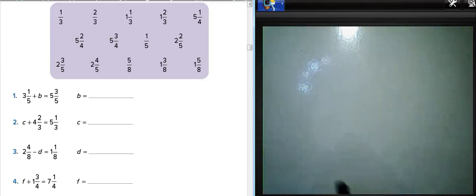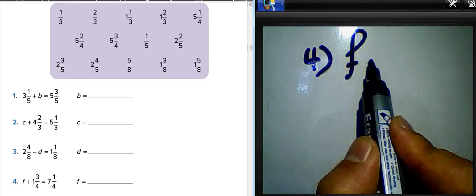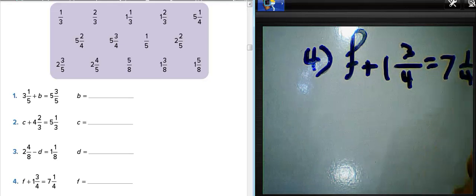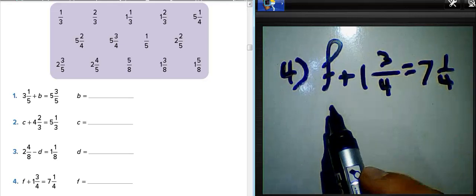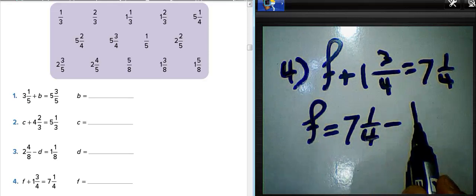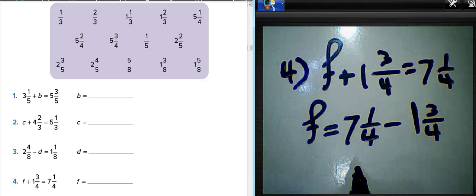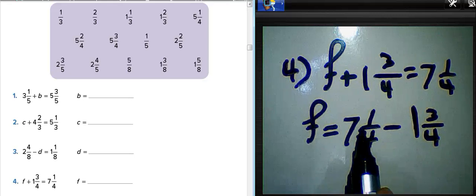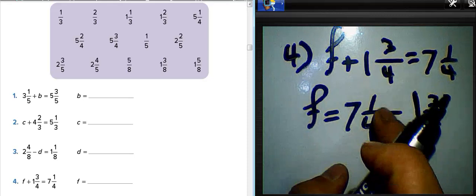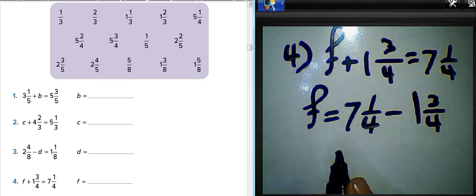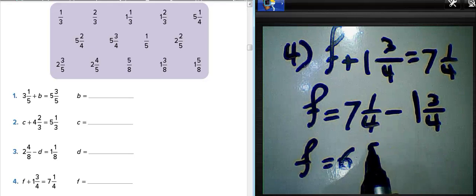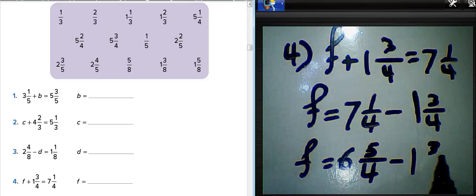It's question number 3. Question number 4. F plus 1 and 3 over 4 equals 7 and 1 over 4. We can find the unknown by the difference between them. 7 and 1 over 4 subtract 1 and 3 over 4. Who can tell me, can you find the difference? No, we must write 5 over 4 and 7 will be 6. Borrow 1 from 7. 7 will be 6, and 1 equals 4 over 4 plus 1 over 4 equals 5 over 4.